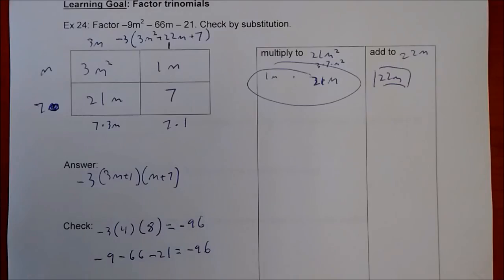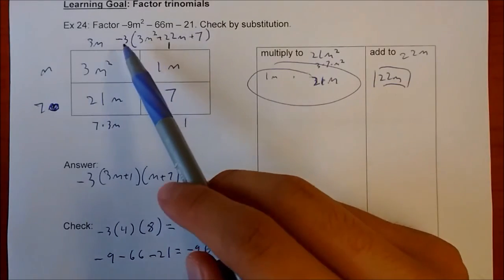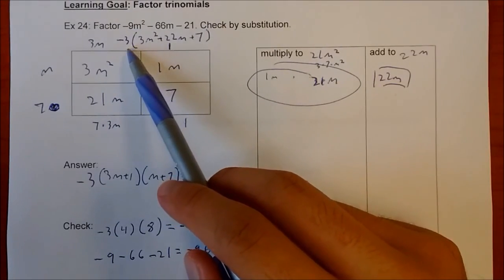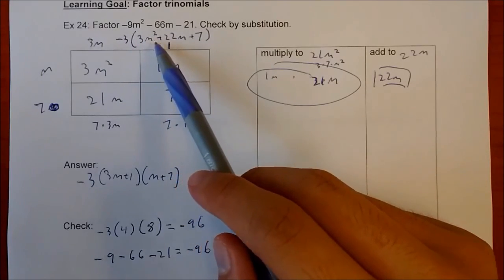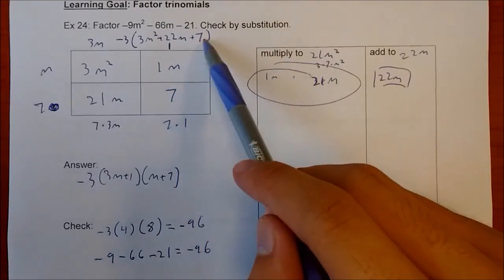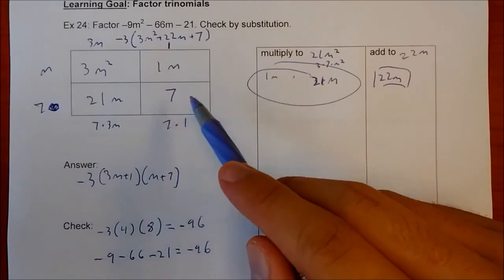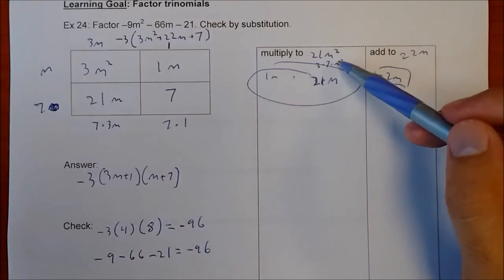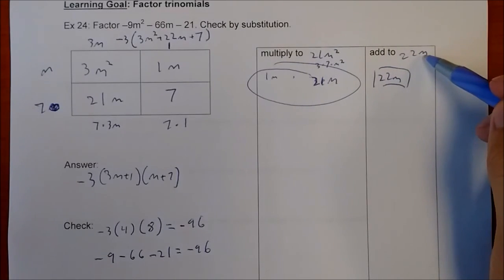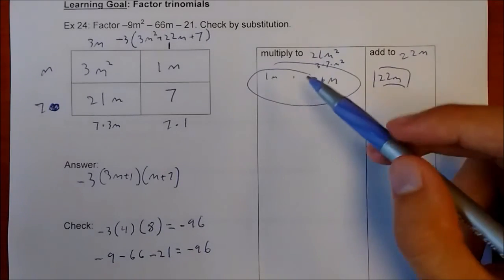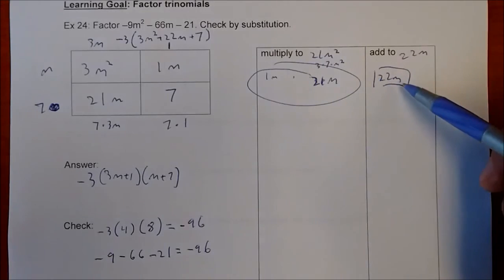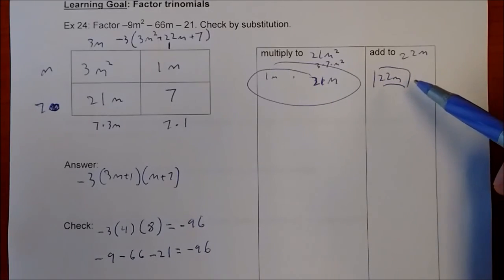So let's see how you did. So I factored out a negative 3, and that gave me a factored polynomial of 3m squared plus 22m plus 7. So I placed my 3m squared in the top left and my 7 in the bottom right. And then I started hunting for pairs that multiplied to 21m squared and added to 22m. And the first one I tried, 1m and 21m, added to 22m, so it worked.